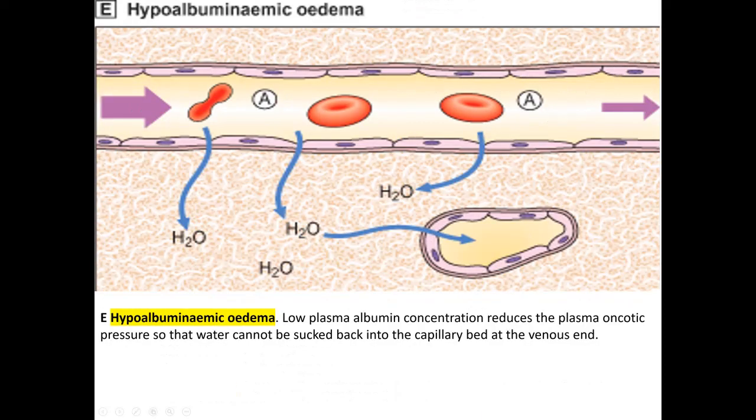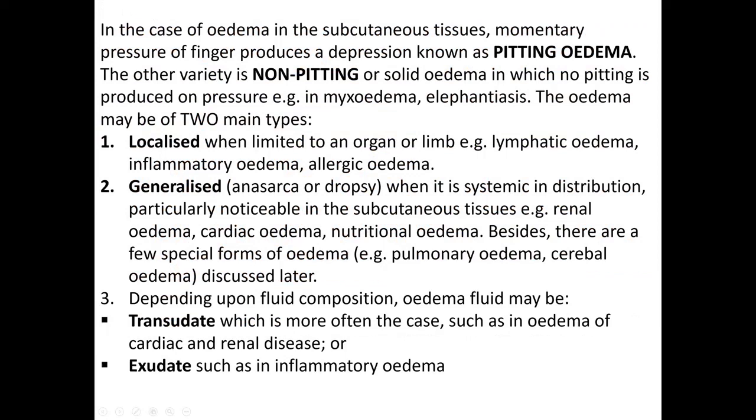Then edema due to hypoalbuminemia. Low plasma albumin concentration reduces plasma oncotic pressure so that water cannot be sucked back into the capillary bed at the venous end. In case of edema in the subcutaneous tissue, pressure of finger for a short period of time produces a depression known as pitting edema.